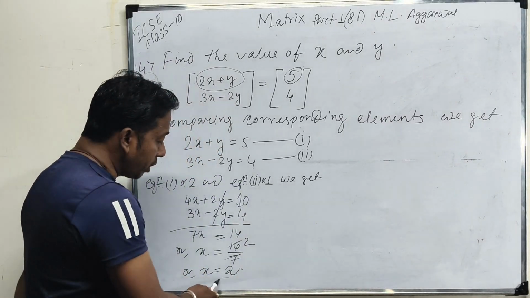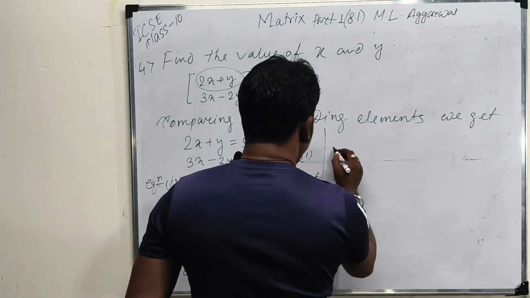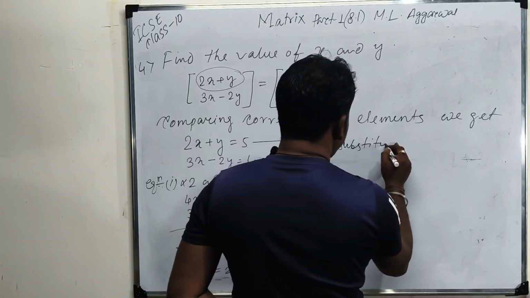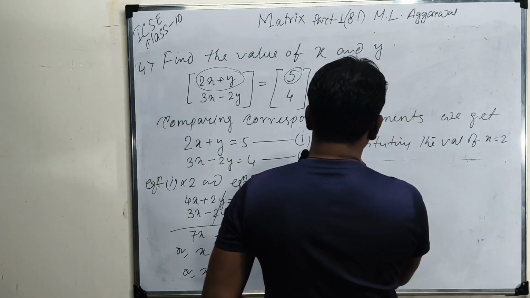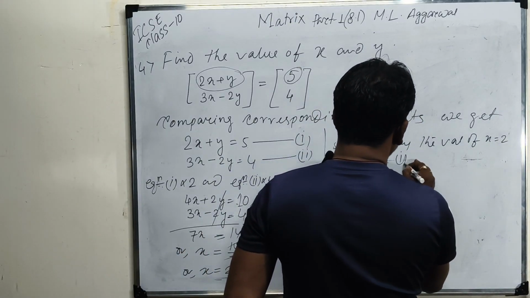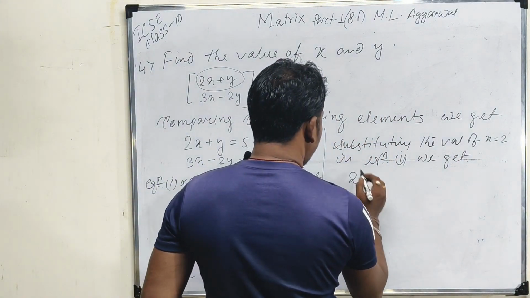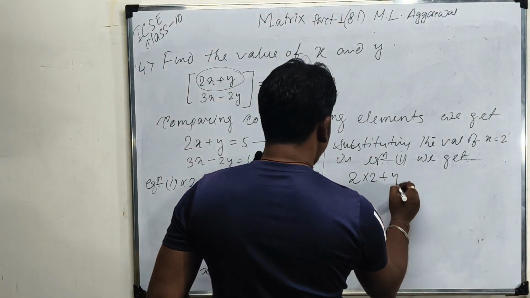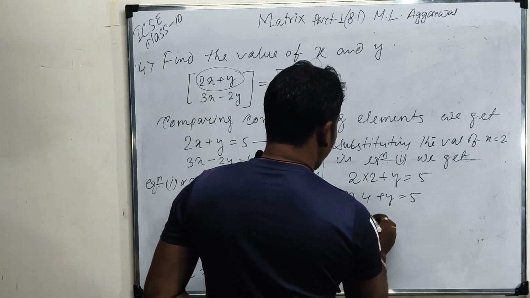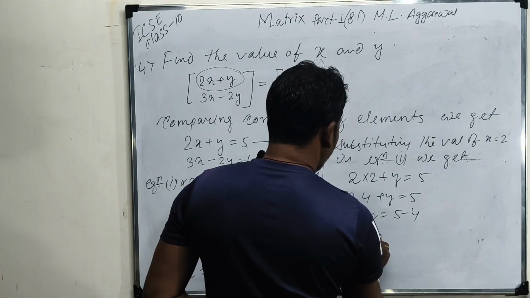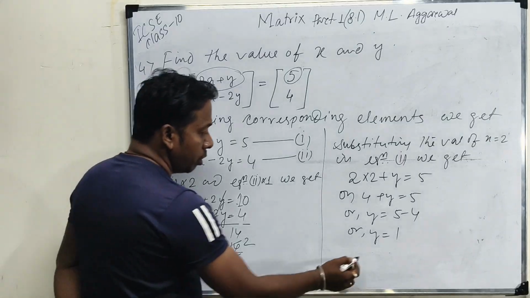Now substituting the value of x equals 2 in any one of equation 1 or equation 2. Substituting x equals 2 in equation 1, we get 2 into 2 plus y equals 5, or 4 plus y equals 5, or y equals 5 minus 4, or y equals 1. Clear? So we get the value of x equals 2 and y equals 1.